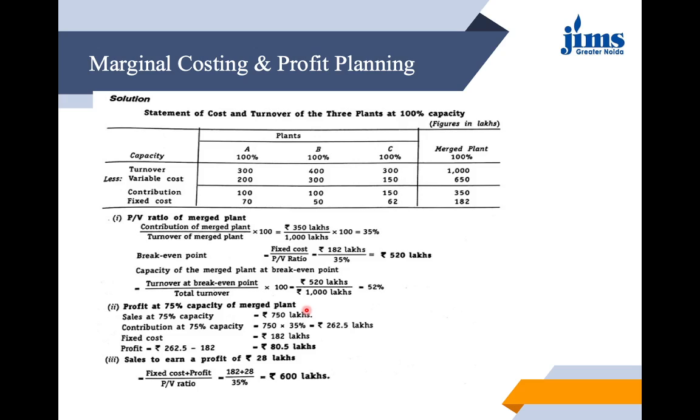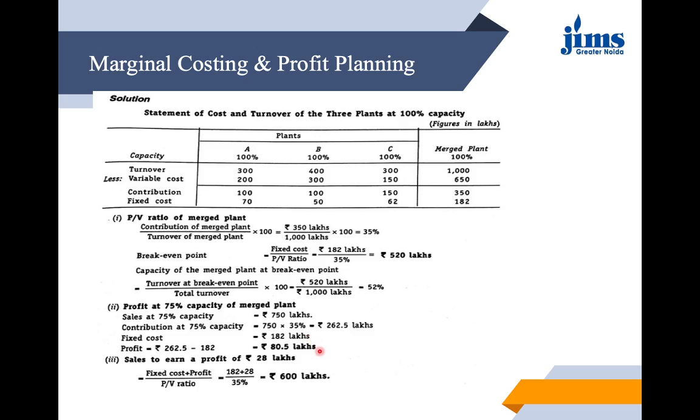Then profit at 75% capacity of the merged plant: sales at 75% is 750 lakhs, obviously because at 100% capacity it's 1000. Contribution at 75% capacity can be calculated as 262.5 lakhs. Then fixed cost is rupees 182 lakhs, and finally we can subtract it and find out the profit, that is 80.5 lakhs.